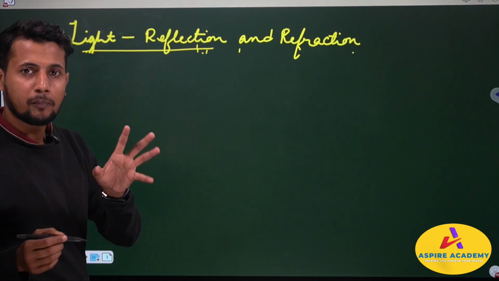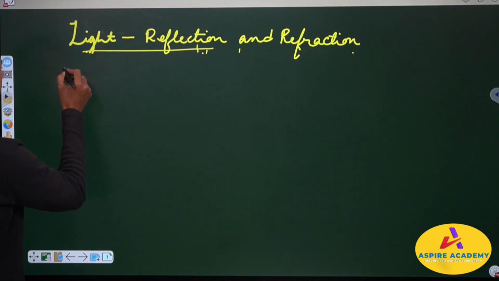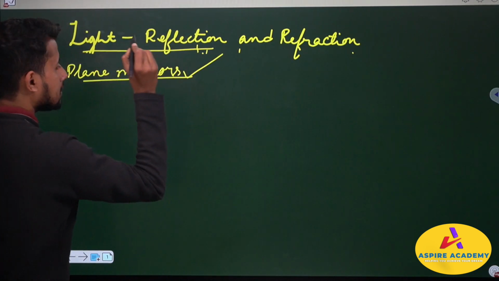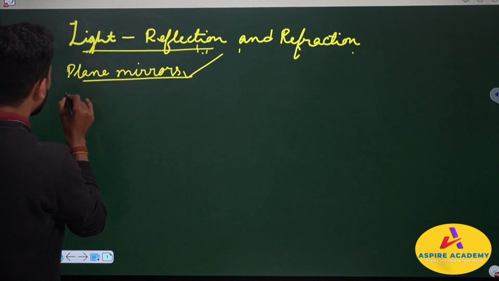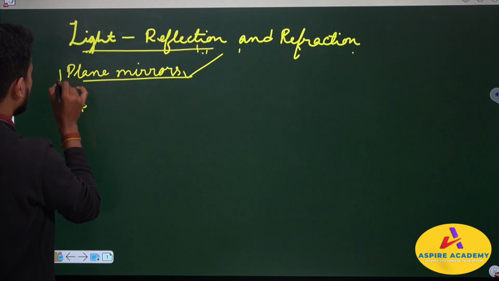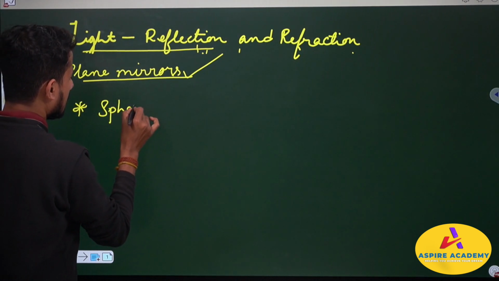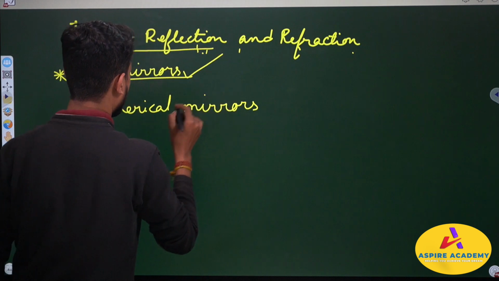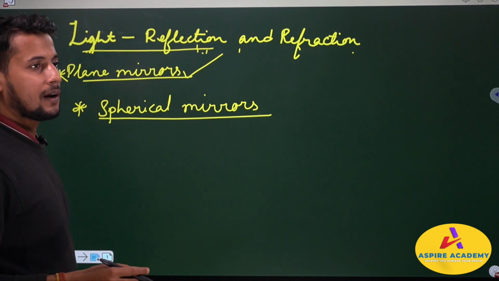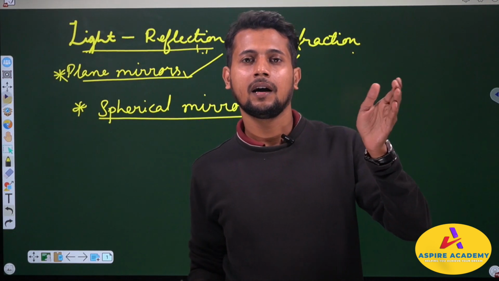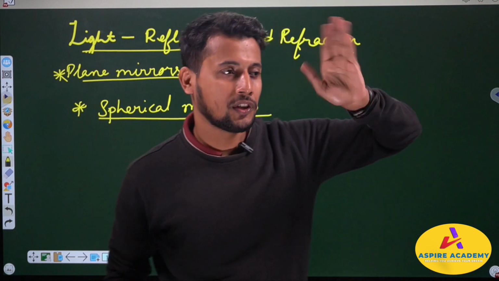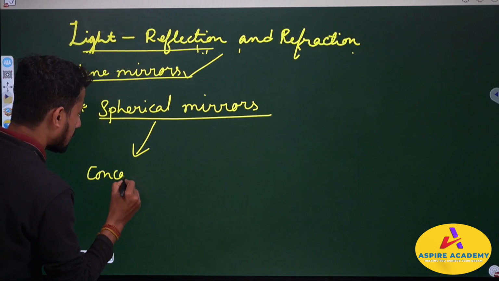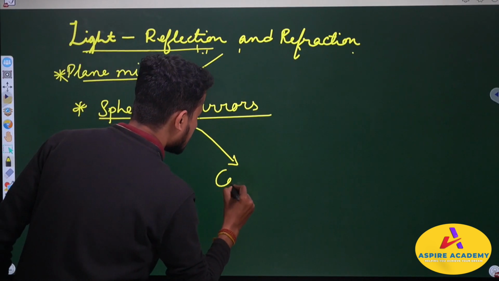Types of mirrors. We have learned about plane mirrors. Now we will learn about spherical mirrors. Spherical mirrors means, of course, from the term it is clear that spherical mirrors are circular, or you can say spherical in shape. Spherical mirrors are of two types, concave and convex.